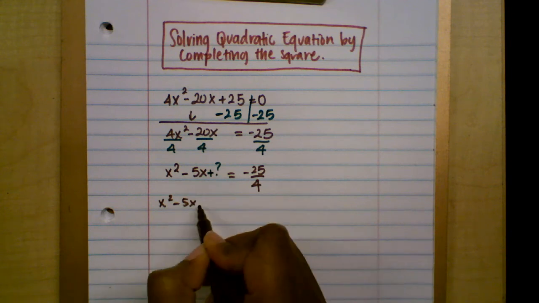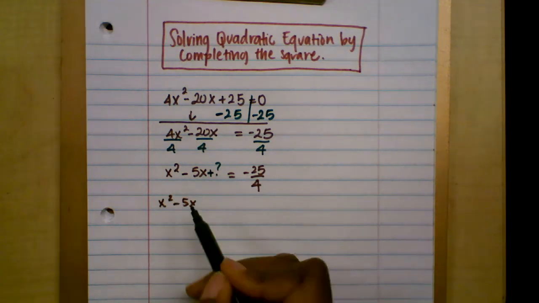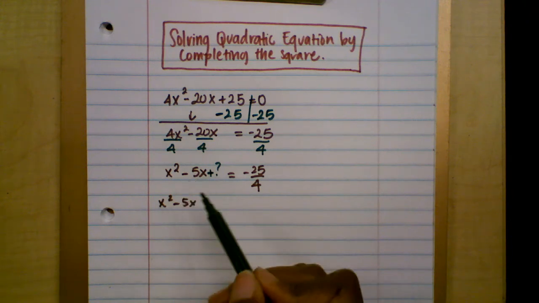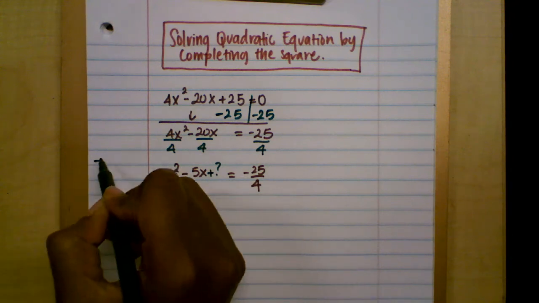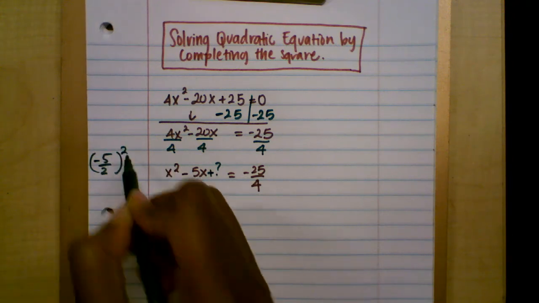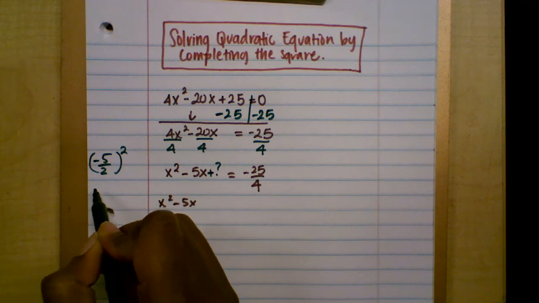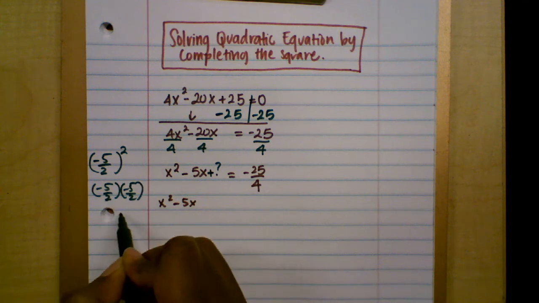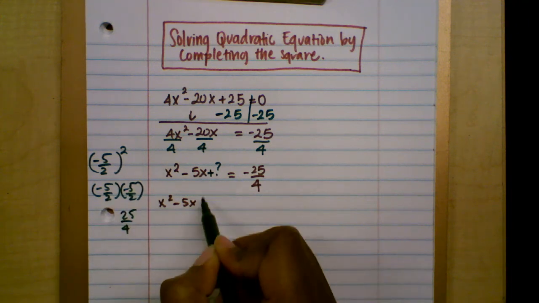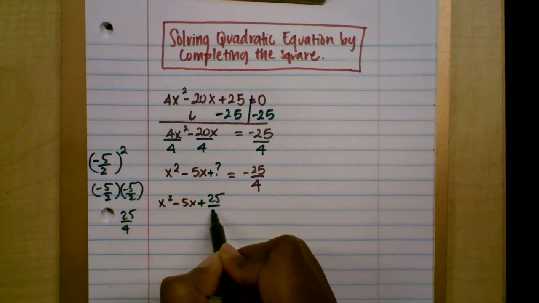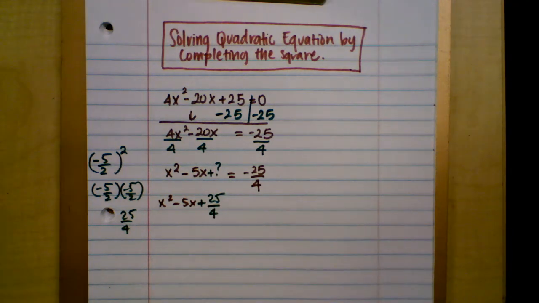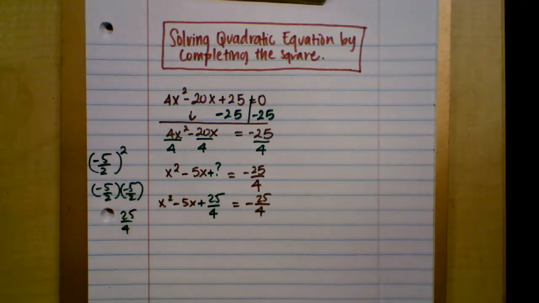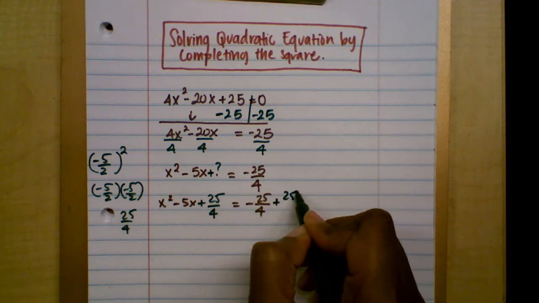So how do we get that number? It's pretty simple. The number to add, you're going to take half of b, which is negative 5 over 2, and you're going to square it. So I end up with negative 5 over 2 times negative 5 over 2, which simplifies to 25 over 4. So what number am I going to add here? It's going to be 25 over 4. And remember, whatever I do on one side, I have to do on the other side to balance the equation. So I'm going to add 25 over 4.